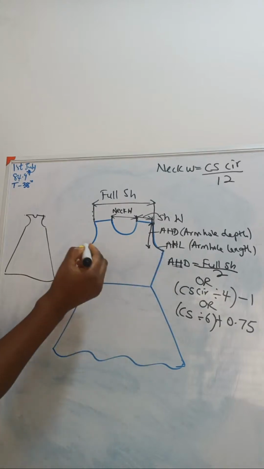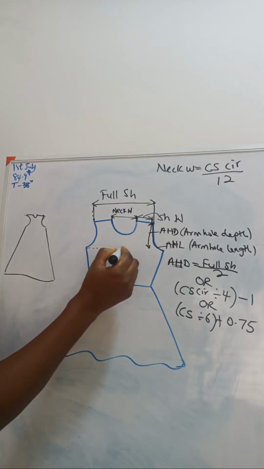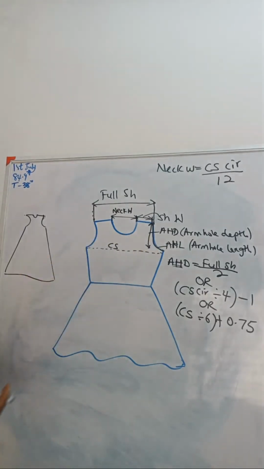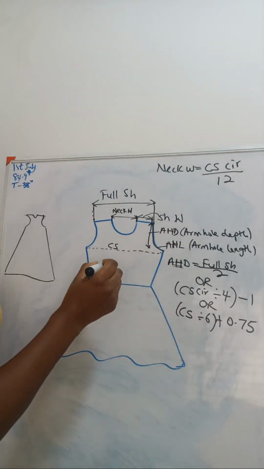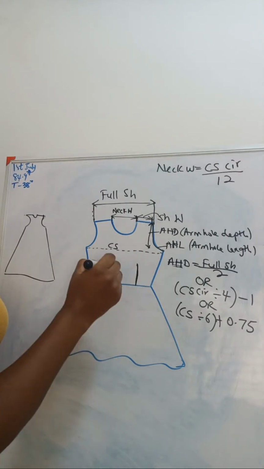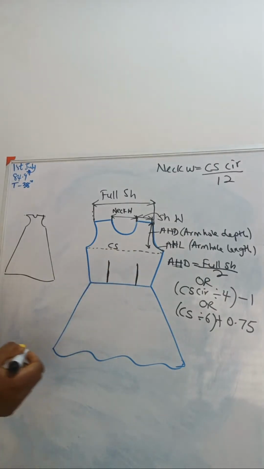Okay, slightly below the curve is the chest line. So from here, this point is the chest line. Okay, this is where you have the chest line. And then for some clothes, you may want to add a dart.